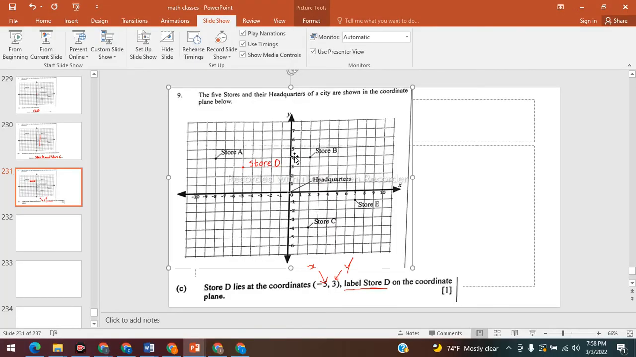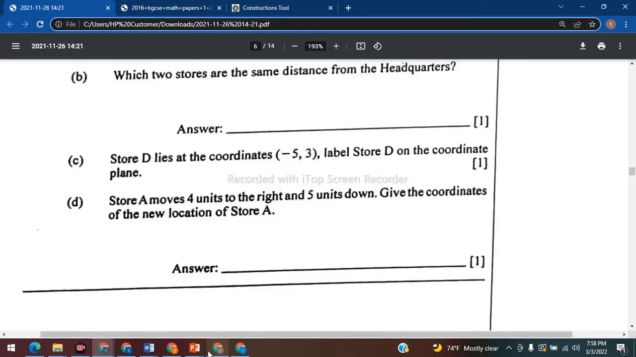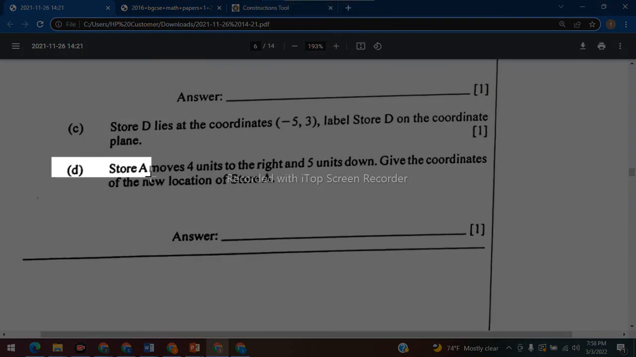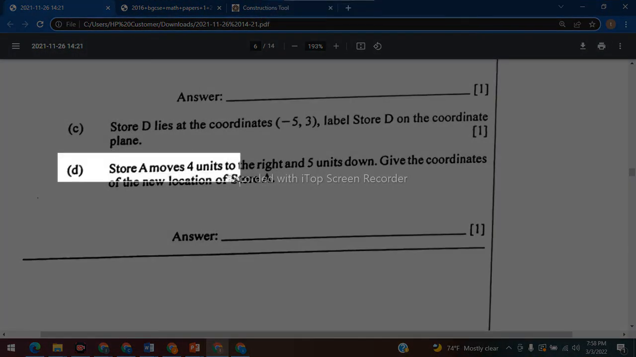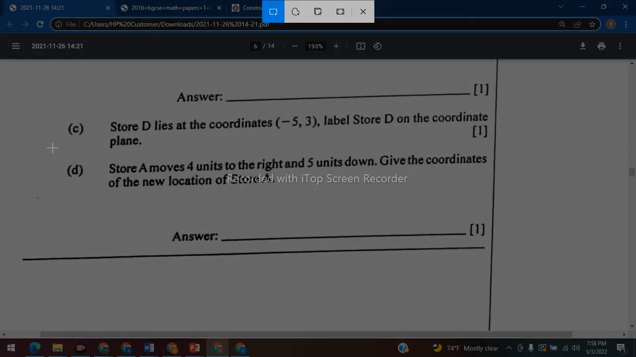Next up, they don't usually have these types of questions here. It's a rare one, but straightforward still, in my opinion. Store A moves 4 units to the right and 5 units down. Give the coordinates of the new location of store A.